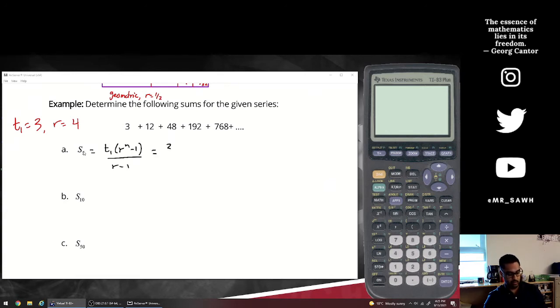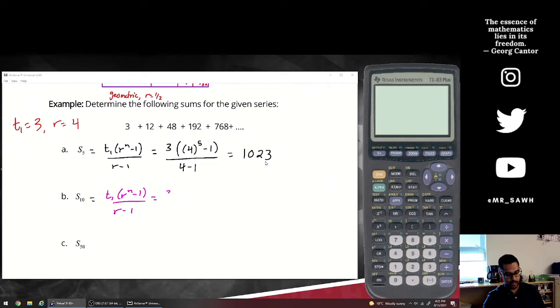So plug in what you know. 3, the ratio this time is 4. If I'm looking for the sum of 5 terms, then it's 5. And then my ratio, again, is 4, so 4 minus 1. And the number you end up with is 1023. So pretty large, if I were to add them up. You can even take these 5 numbers and add them up. You should get 1023.